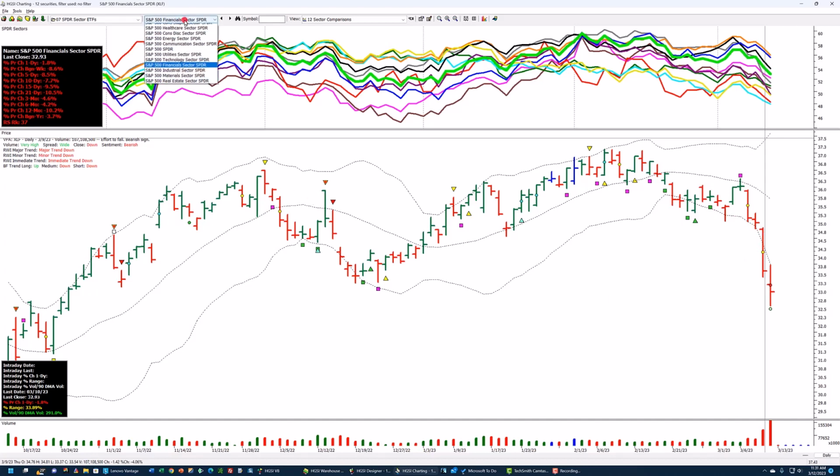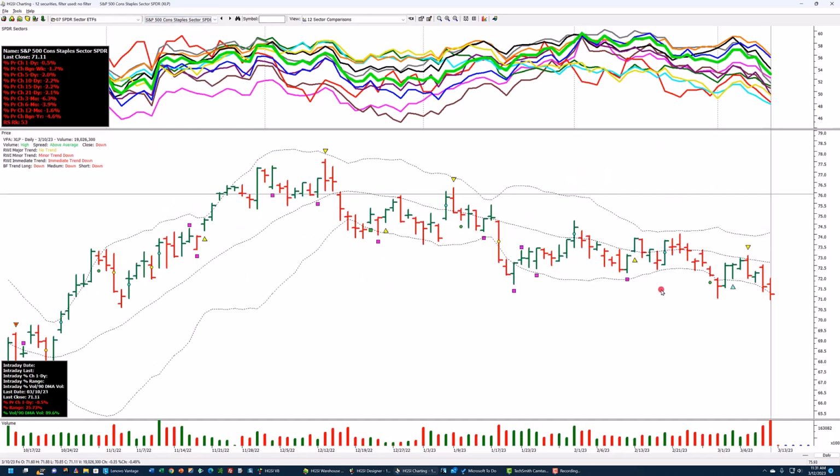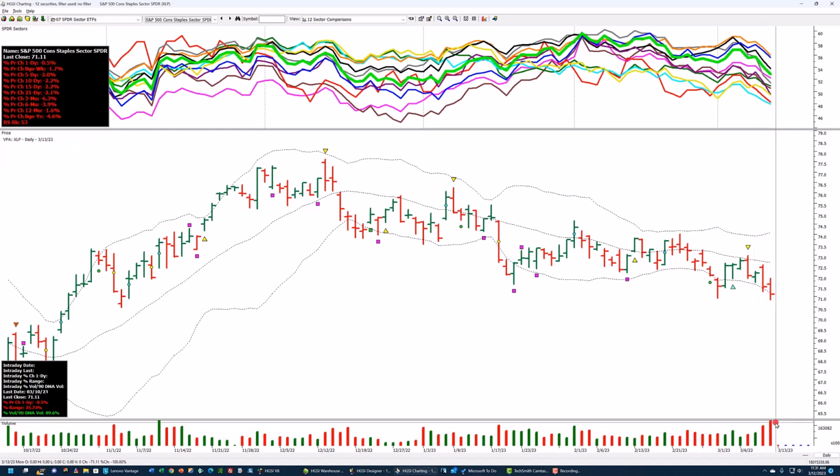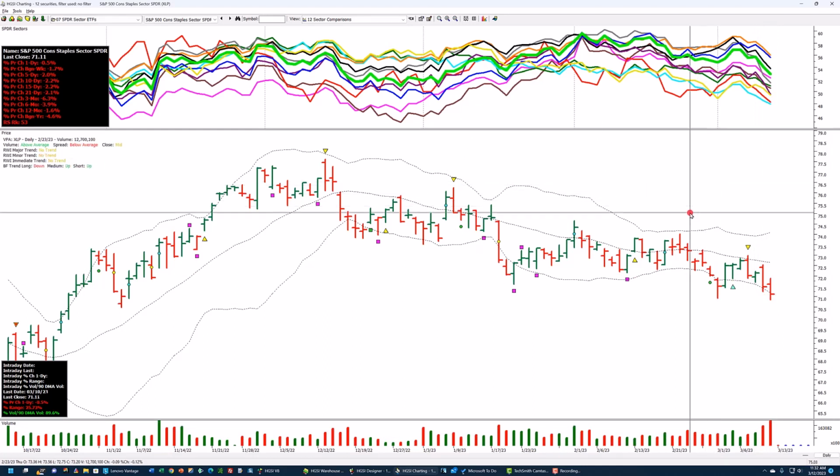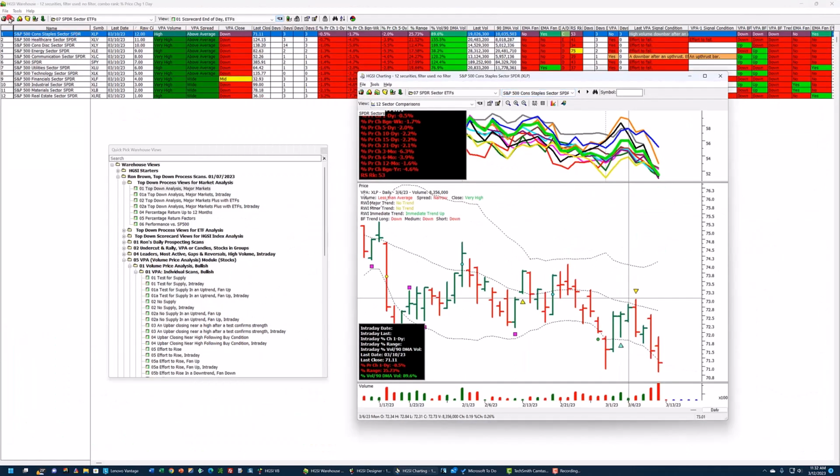Now let's compare this quickly to consumer staples. And notice the bands are much tighter here. This is more of a gradual decline. Not extreme like the financial sector. Volume is heavy. It's been going up. But this is considered to be a more stable and safer group. I don't think there's much to pick from on the long side of the market.